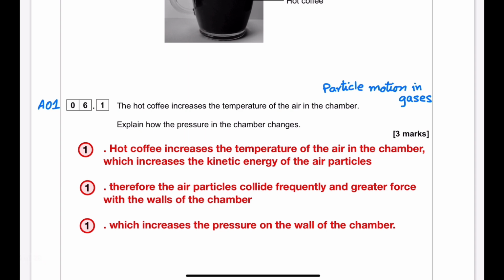Hot coffee increases the temperature of the air in the chamber, which increases the kinetic energy of the air particles. Therefore, the air particles collide frequently and with greater force with the walls of the chamber, which increases the pressure on the walls of the chamber.